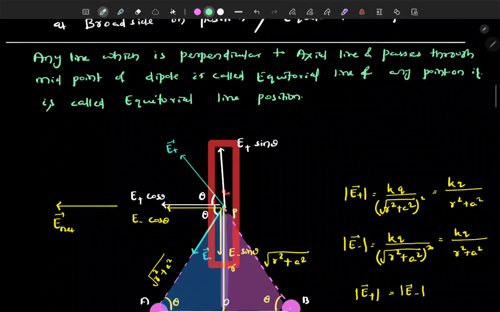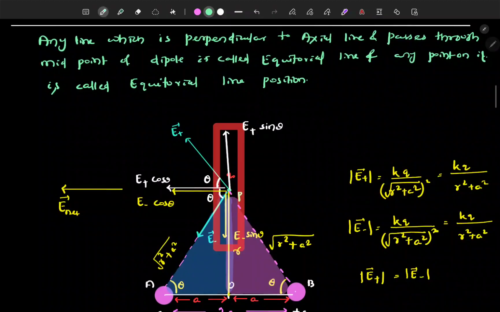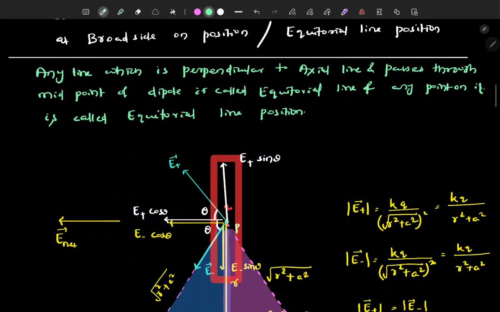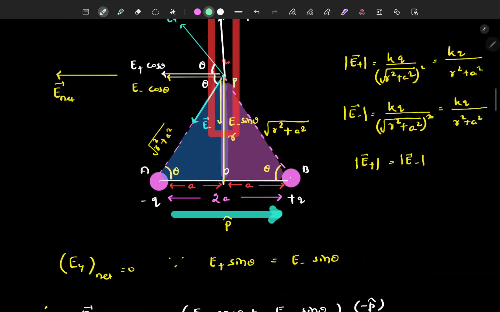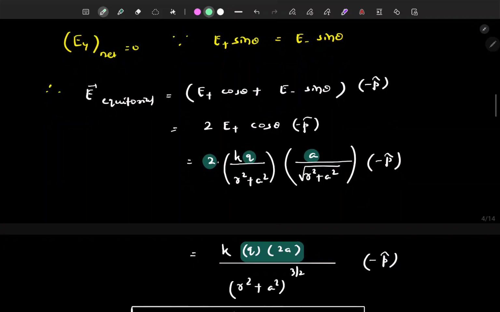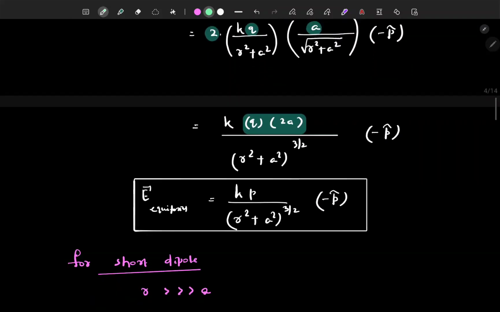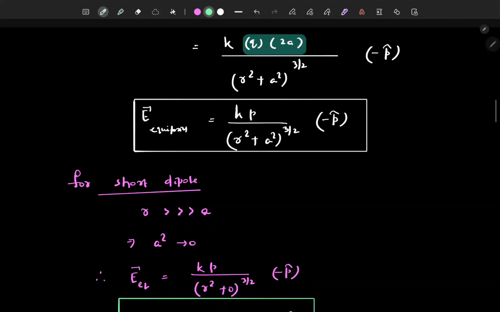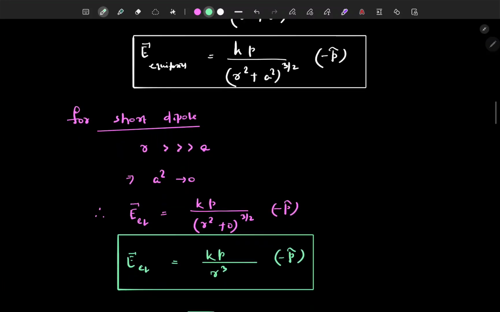So, any line which is perpendicular to the axial line and passes through the midpoint of the dipole is called the equatorial line, and any point on it is called the equatorial line position or broadside on position. So this is the diagram and you may take a screenshot. This is our final expression, and for a short dipole it will be kp by r cube.